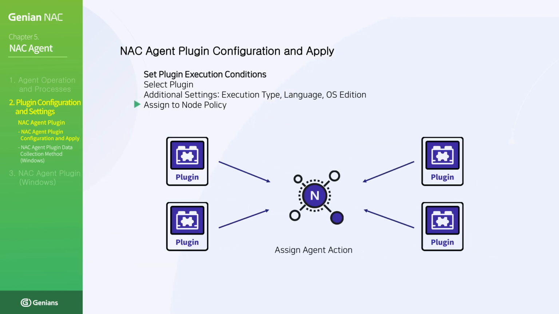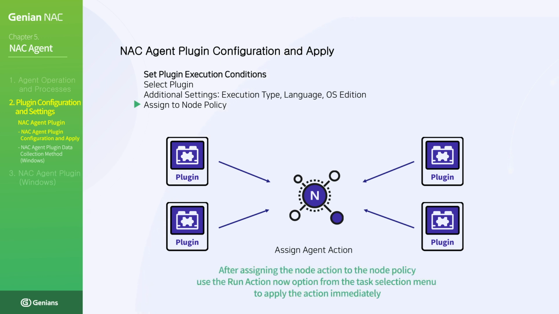Once the action creation is complete, it must be assigned to a node policy to apply it to the endpoints. After assigning the node action to the node policy, use the Run Action Now option from the Task Selection menu to apply the action immediately. If the immediate application is not performed, the plugin will be applied during the agent's next periodic policy application cycle, which occurs every 4 hours.